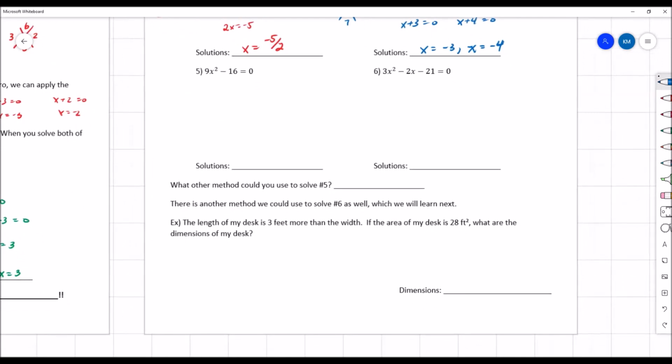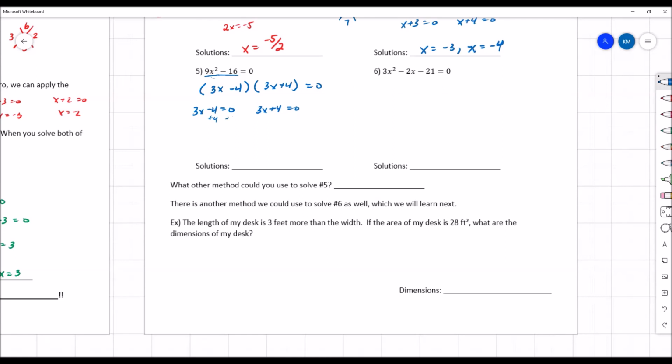Number 5, 9x squared minus 16 equals 0. So a difference of squares problem here. 9 is a perfect square, 16 is a perfect square, there's a minus in between. So another special case that would be helpful if you recognize. 3x minus 4, 3x plus 4. We rewrote this left side, equals 0. So 3x minus 4 equals 0, or 3x plus 4 equals 0.